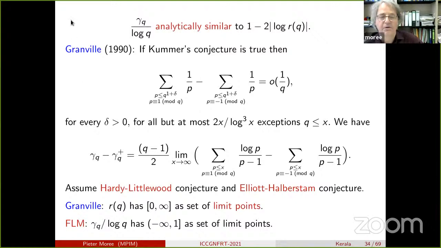And it turns out that from the perspective of analytic number theory, this ratio behaves very closely as this function. And the prime sums that are involved, they're very similar. So here, as Granville showed, you get something like 1 over p. In our situation, the function is log p over p minus 1. So it's a pretty similar type of situation.